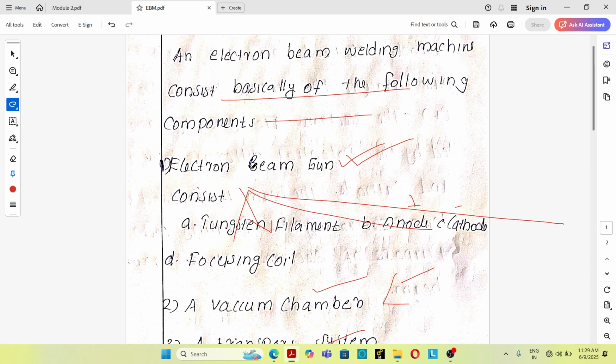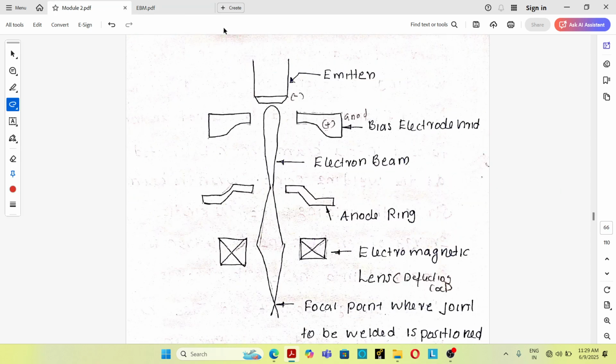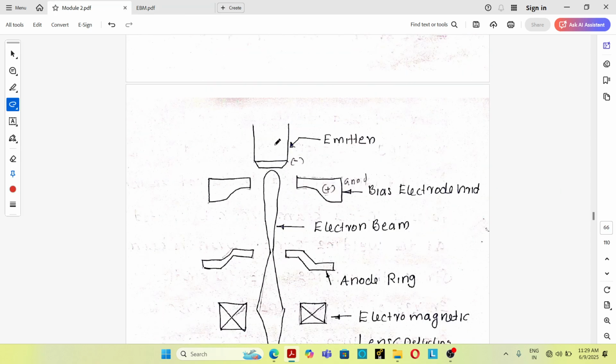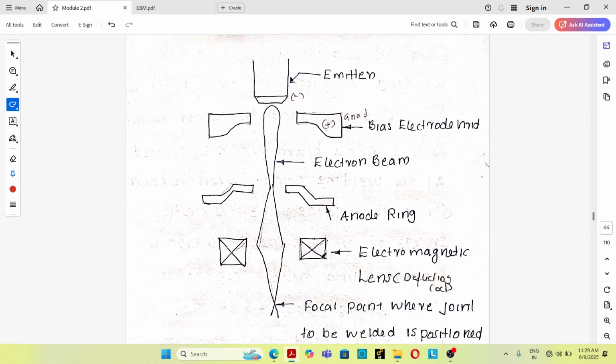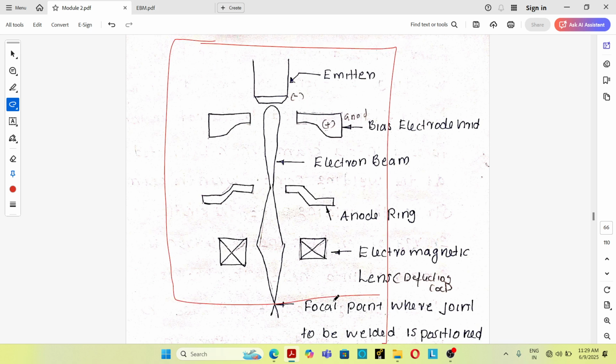See, the electron beam welding machine consists of an electron beam gun. This electron beam gun consists of a tungsten filament, anode, cathode and focusing coil. The entire equipment is inside a vacuum chamber with a vacuum pressure of 10 raised to minus 3 to 10 raised to minus 6 hectopascal. When the tungsten filament is heated to 2000 degrees Celsius, it will emit electrons.